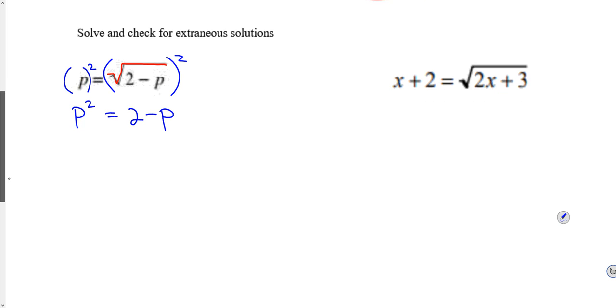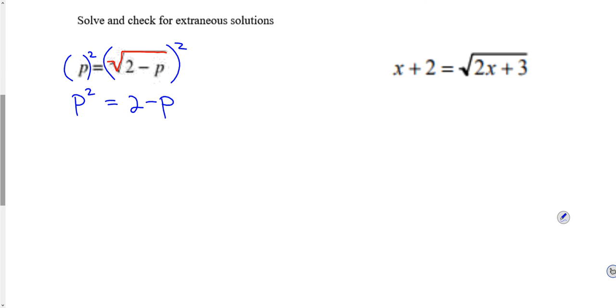So I want to keep the p squared positive, so I'm going to subtract the 2 and I'm going to add the p. I want it on the other side. So I'm going to add p minus the 2. So that cancels and that cancels. So we have equals. Then we have p squared plus p minus 2.